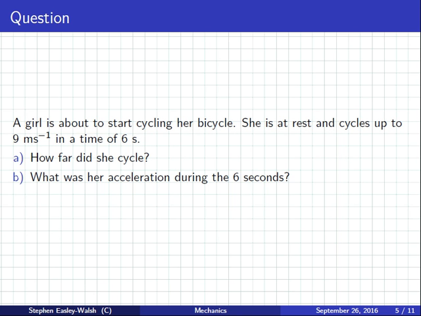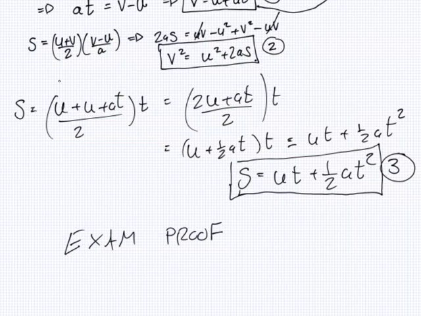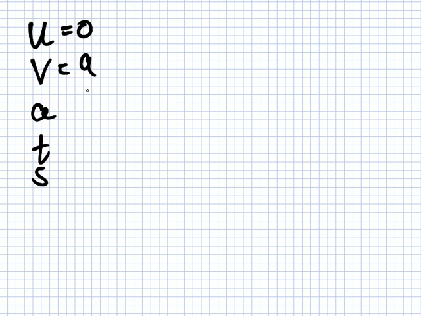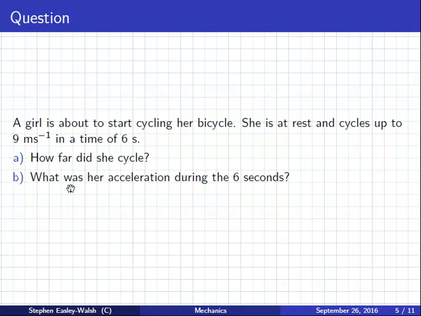Okay, let's do this. So we have UVATS. What do we know? She starts at rest. So what does that tell us? U is 0. And she cycles up to 9 meters per second. So the 9 is V, very good. And of course, obviously, the T is 6 then. So let's write this info down. U is 0. V is 9. And T is 6. And we want first the S.